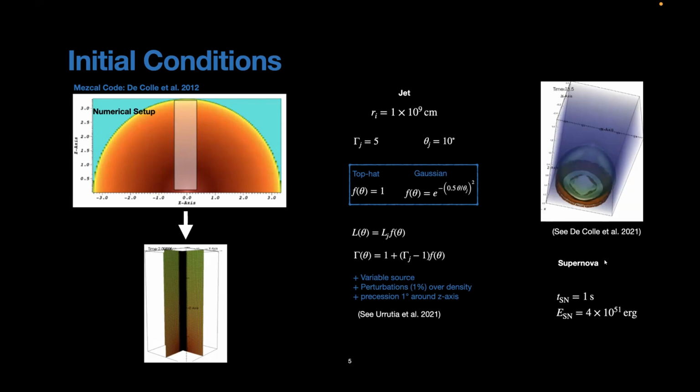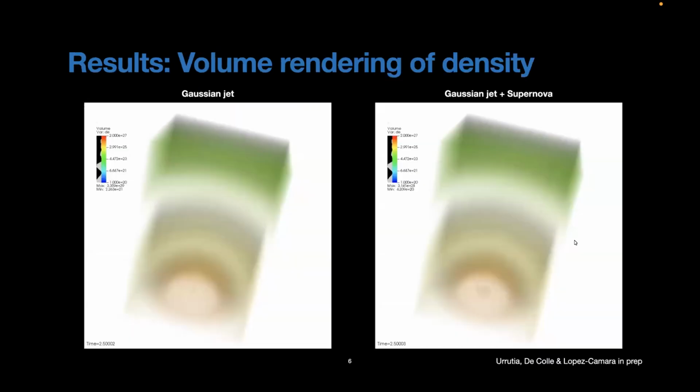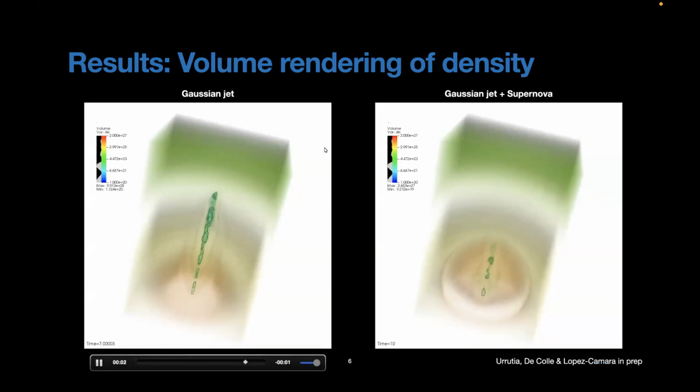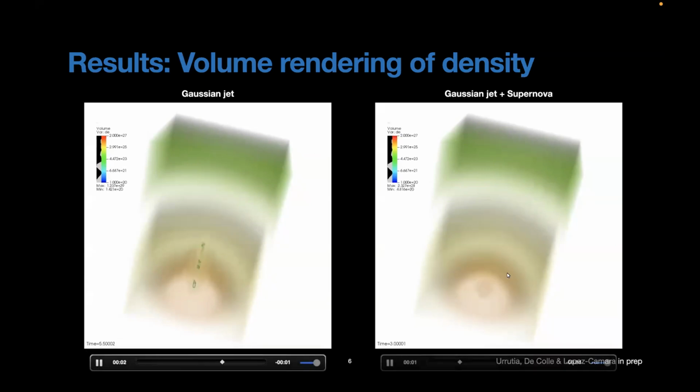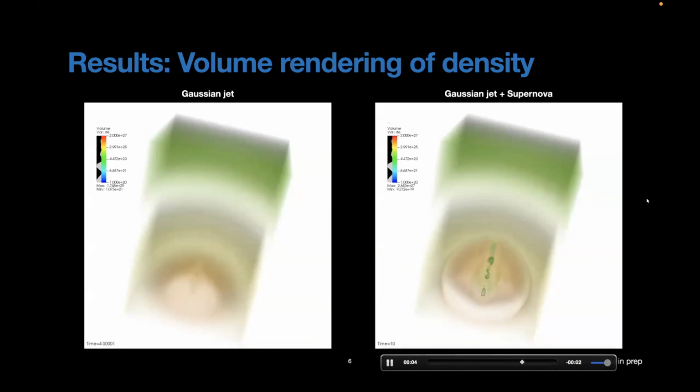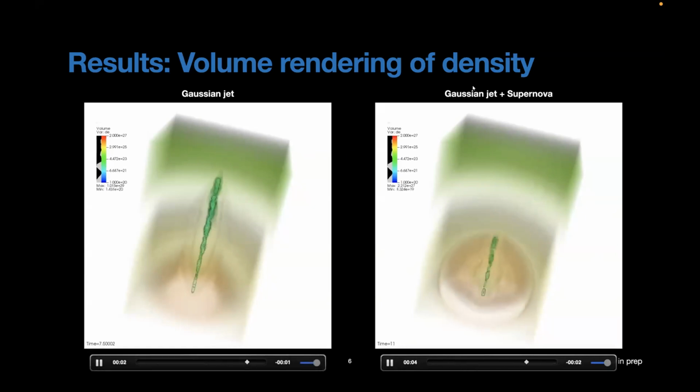Okay, this supernova is launched 1 second after the jet launching, and the energy is 10^51 ergs. This is an example of jet propagation in 3 dimensions. The jet on the left side is propagating without a supernova, and for this reason it is faster. The jet propagating into a supernova is slower and has a different shape with respect to the jet on the left.